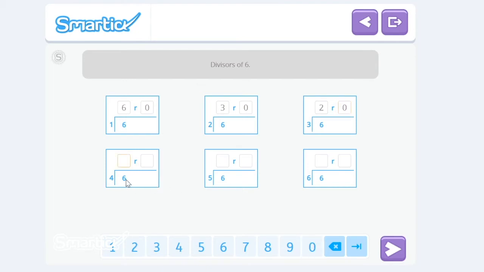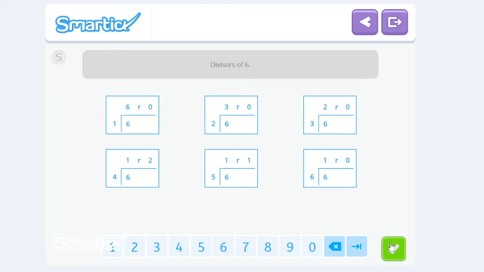To the next one, 6 divided by 4, that gives us 1, and that gives us a remainder of 2. 6 divided by 5 also gives us 1 with a remainder of 1. And lastly, 6 divided by 6 equals 1 with a remainder of 0. Very good. Select all the divisions that have a remainder of 0, the exact divisions.